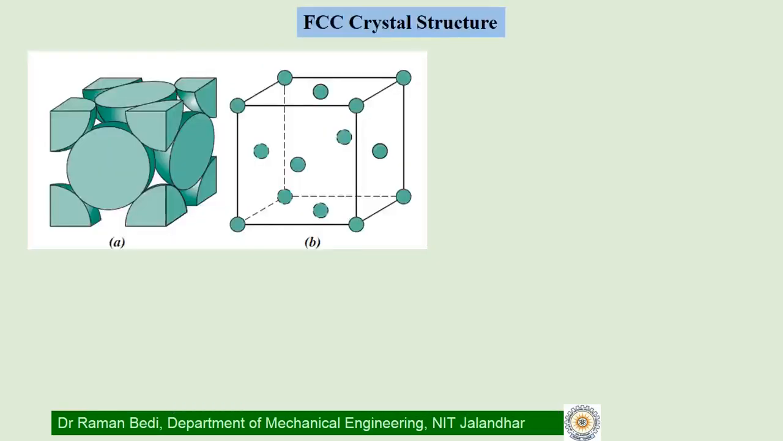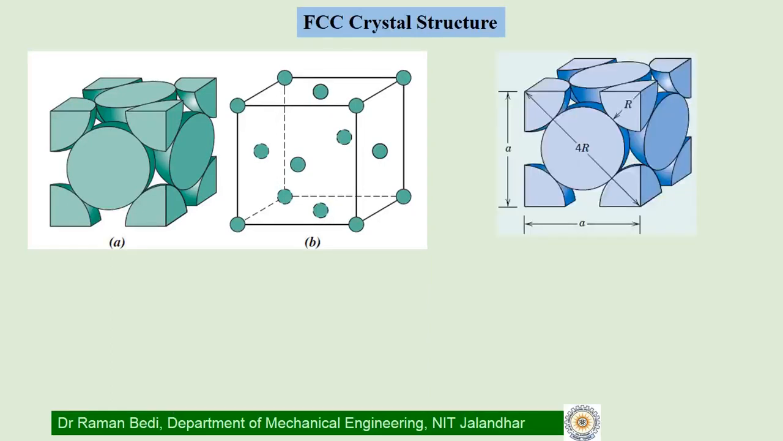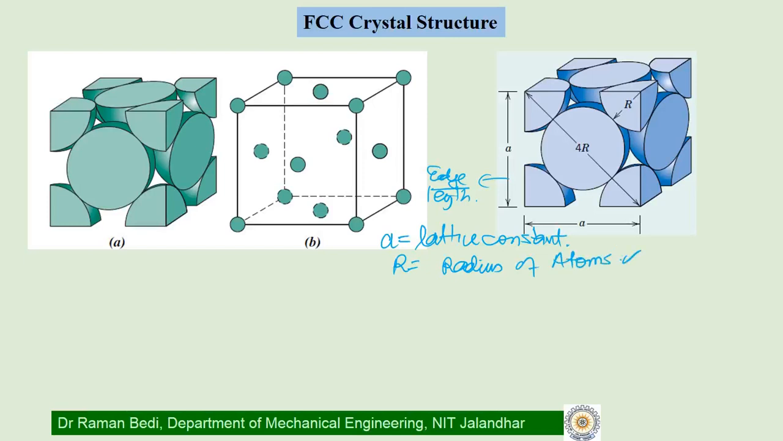Okay, now coming to some more descriptors about the FCC crystal structure. I am interested in one relation which is of importance to me: a relationship between a, which happens to be the lattice constant, or the edge length of the cube in this cubic system, and R, which happens to be the radius of the atoms. This relationship will be useful to us in some further calculation and for further understanding.